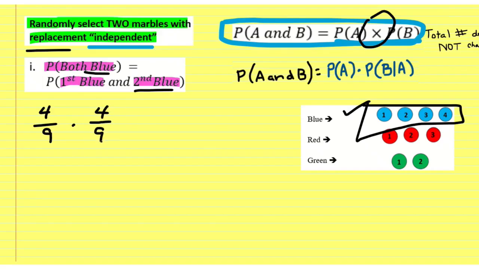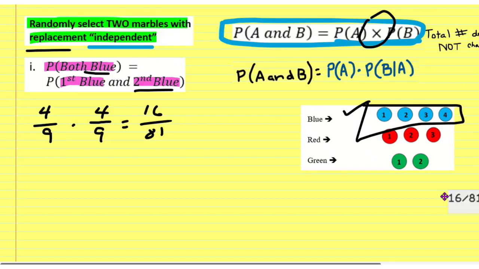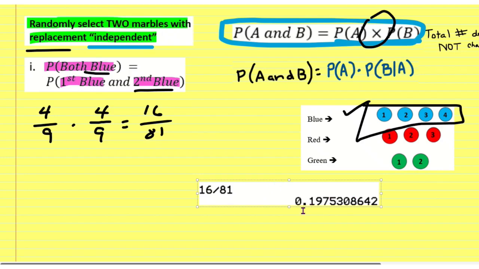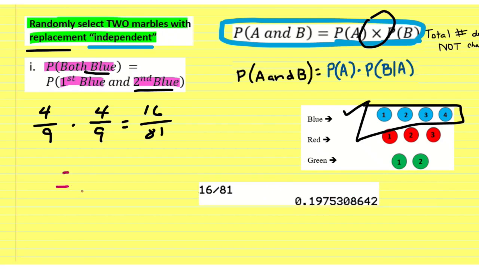So it's going to be 4 ninths times 4 ninths, and that is going to give me 16 out of 81 probability. And if we want to change that to a decimal probability, we can divide that. 16 divided by 81 is equal to 0.197. And then we can round that to 0.20. So it's about a 20% chance that if I have a bag of 9 marbles and I pull a blue one out, I put it back in, and I'm going to pull out another blue one, there's about a 20% chance or probability that that will happen.